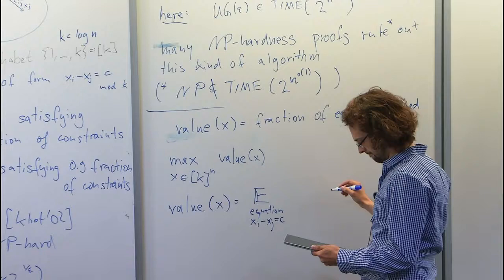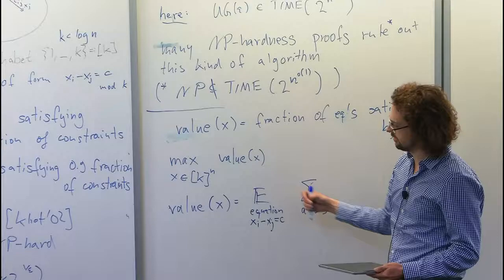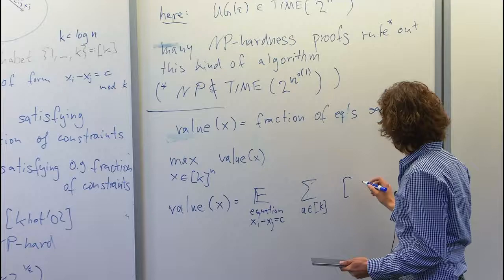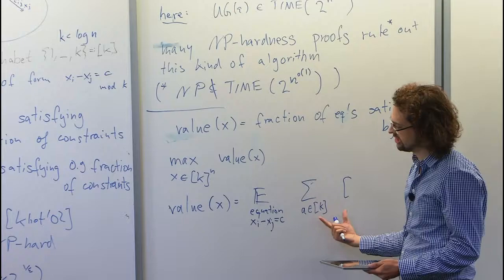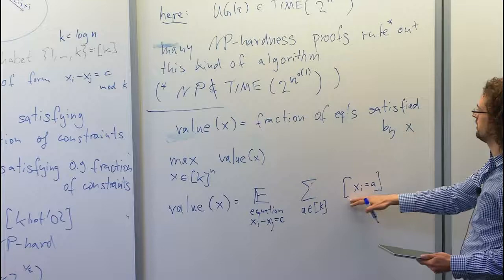So by this you mean choosing a random equation from the set of equations? That's right, yes. So we average over the equations. And then we want here a function that just tells us whether this particular equation is satisfied by x or not. This notation means it's one if this is satisfied, zero otherwise.